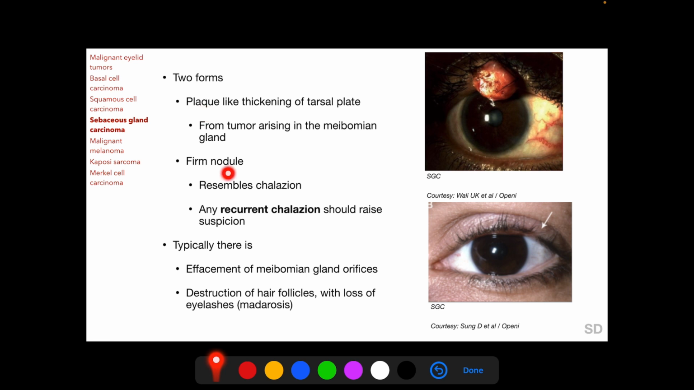Whether plaque-like or nodular, sebaceous gland carcinoma typically causes effacement of the meibomian gland orifices and destruction of hair follicles with loss of eyelashes, called madarosis. Here we see a very localized area of madarosis in a patient with sebaceous gland carcinoma.